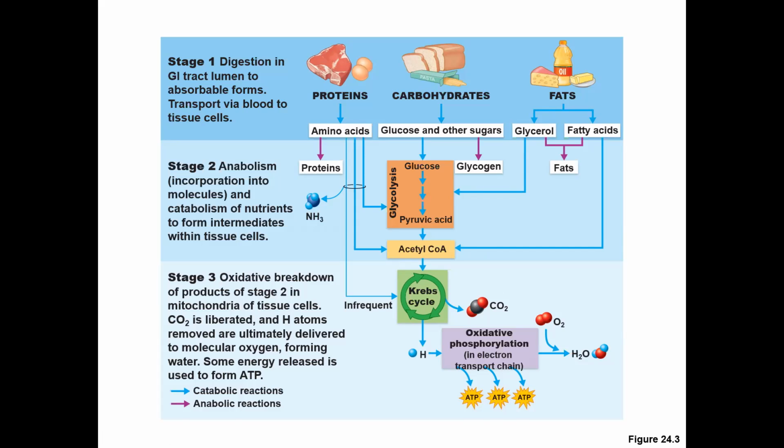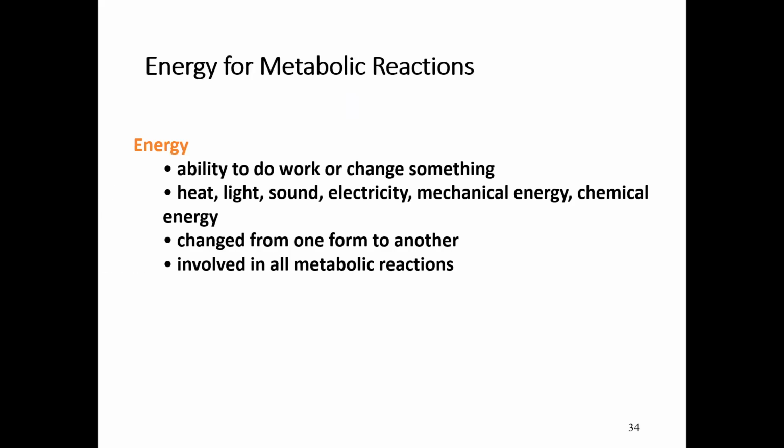Stage 3 takes place in the mitochondria, down here. It involves the use of oxygen. That's what we call an oxidative breakdown. It's a big catabolic process. We start breaking down the glucose using oxygen, and we release a tremendous amount of energy. And the end result is going to be ATP and carbon dioxide and water.